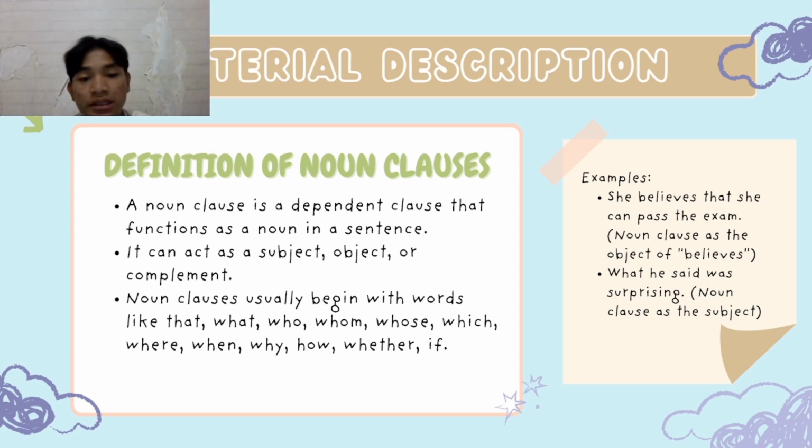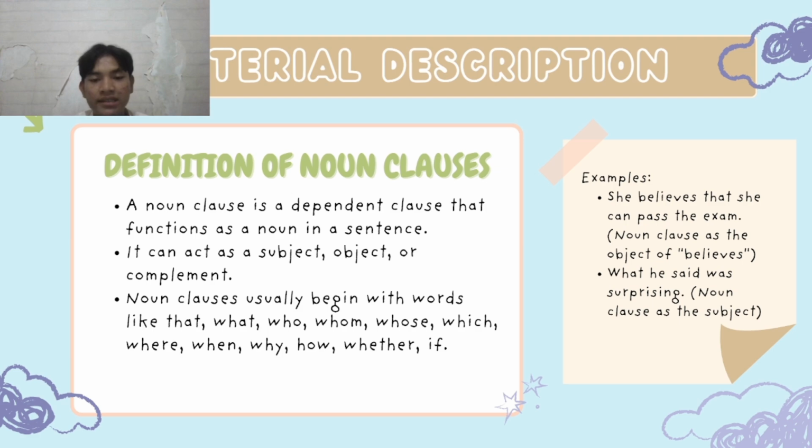So, what is a noun clause? A noun clause is a dependent clause that functions as a noun in a sentence. This means it can act as a subject, an object, or a complement. For example, sentence 1: She believes that she can pass the exam.